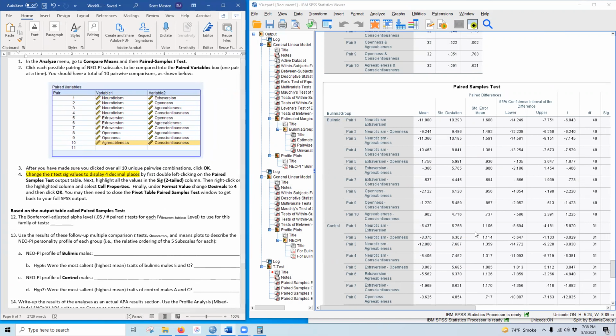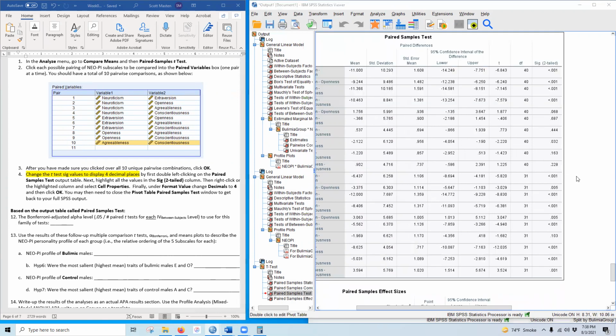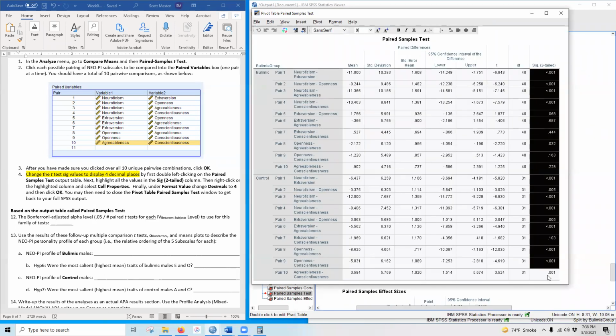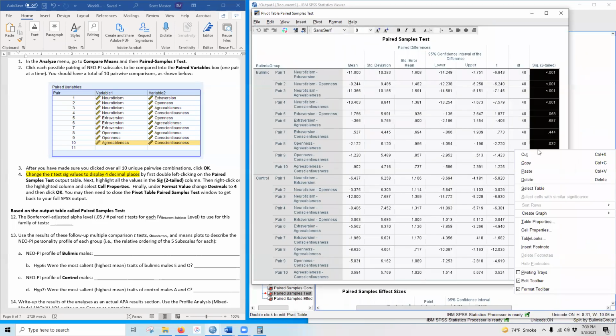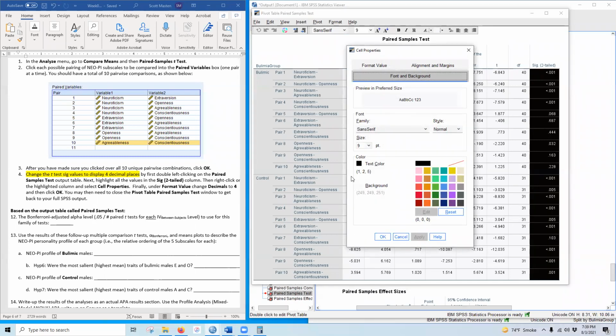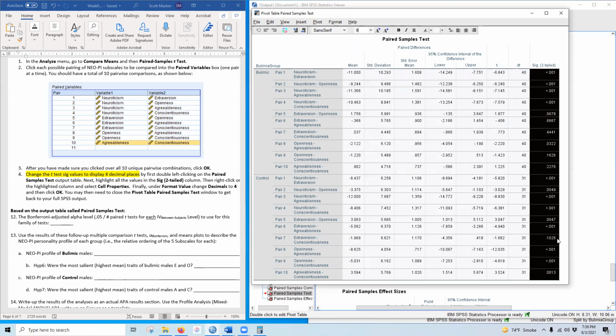I tell you, you need to ensure that these go to 4 decimals instead of just 3. Why? Because, well, you'll find out in a sec. So double click, highlight all the sig values. And that really didn't work because this keeps going off the page. There we go. And then right click and go to cell properties. Then format value. That is right. And change decimals to 4. Apply. Okay, now we've got 4 decimals here.